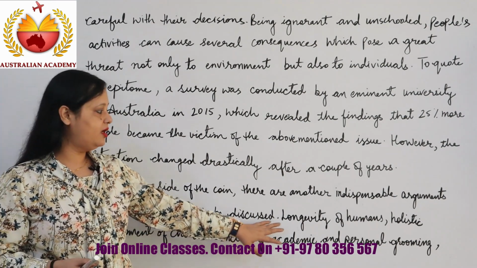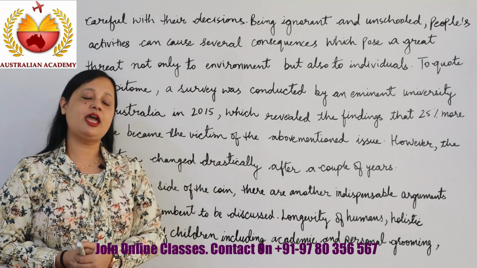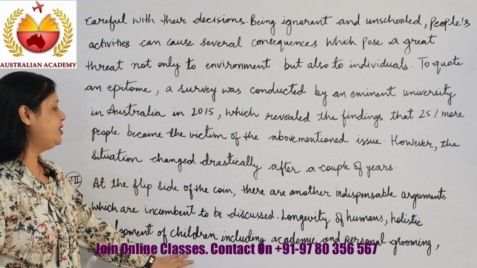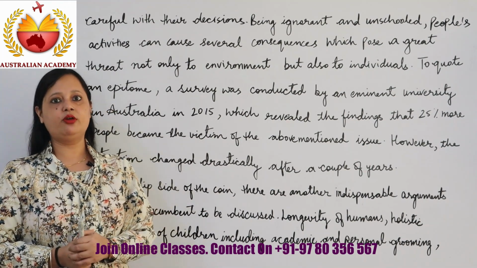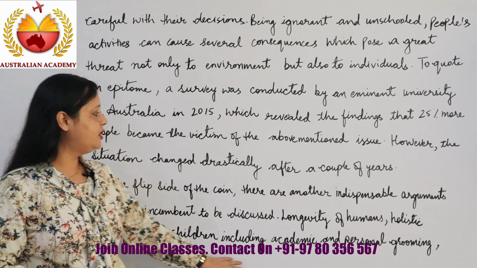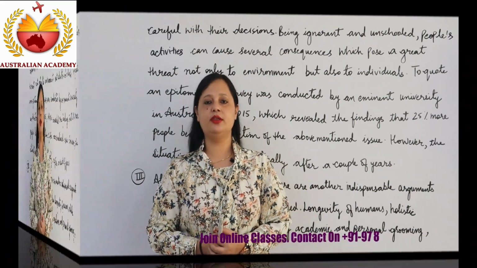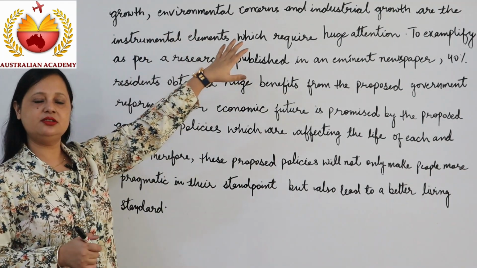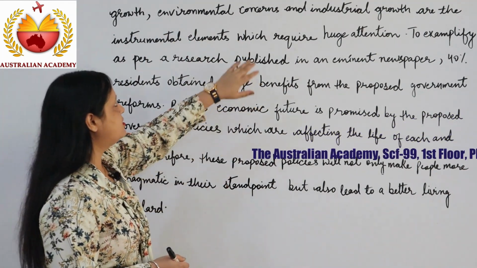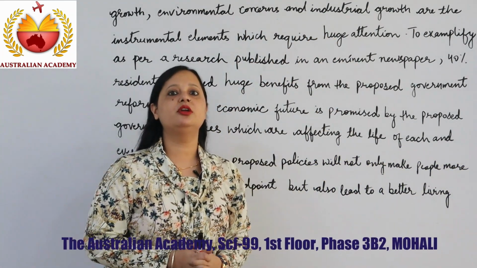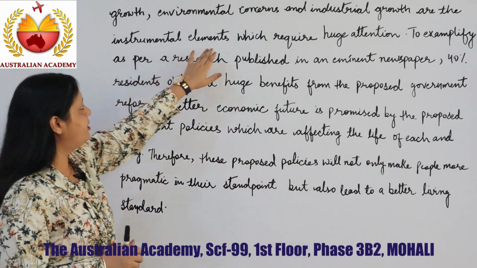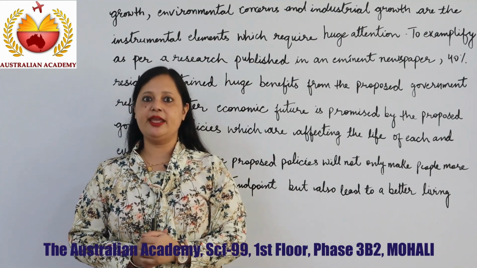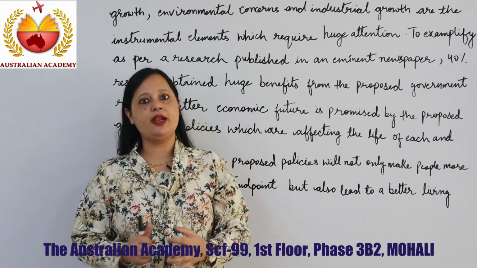And what are these arguments? Longevity of humans. Longevity means long life. Long life of humans. Holistic development of children. Holistic means overall. Overall development of children, including academic and personal grooming. So growth, and after growth we have environmental concerns, whatever the environmental concerns are related to that, and industrial growth. So all these are the instrumental elements which require huge attention. Huge attention means a lot of attention needs to be paid on all such parameters.